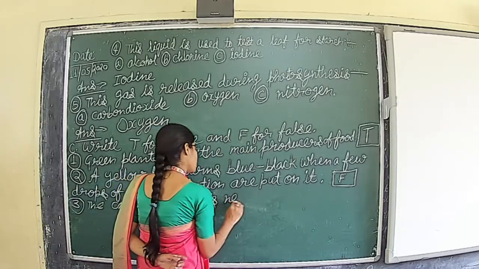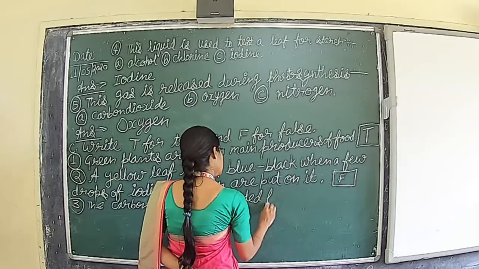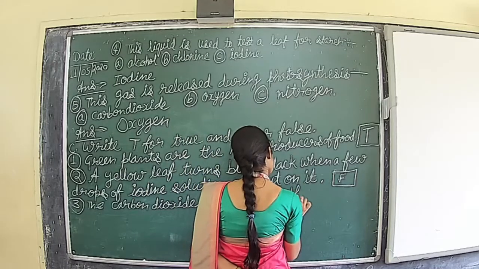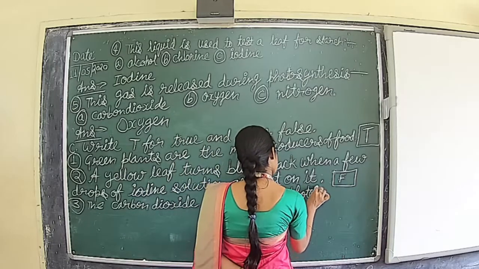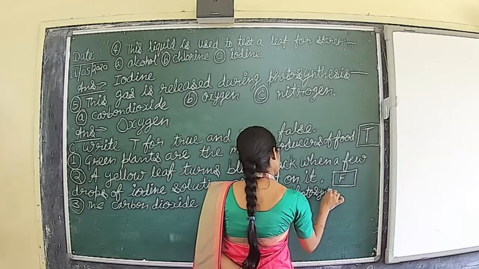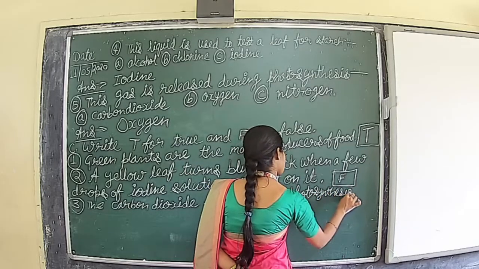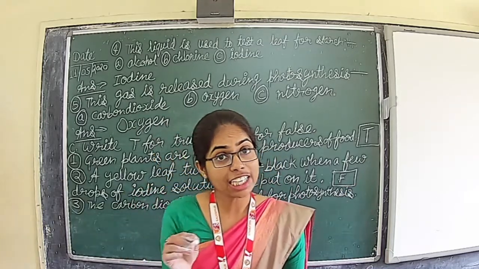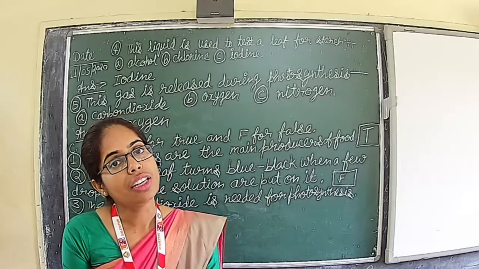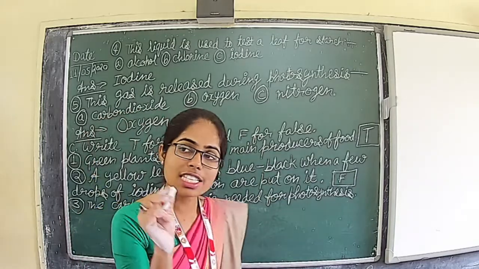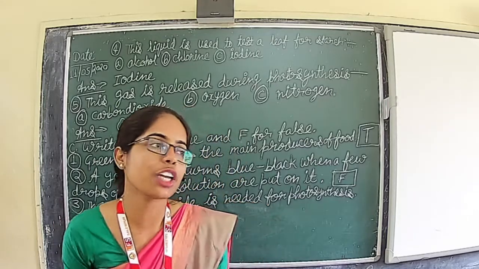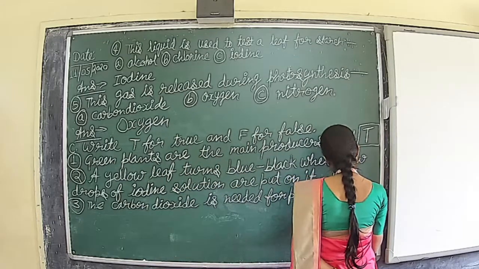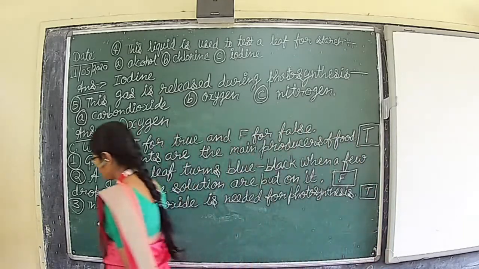The carbon dioxide is needed for photosynthesis. Is it correct? Yes, it is correct because green plants can prepare their food only when there is carbon dioxide. Without carbon dioxide, they cannot prepare. So it is also correct. So what will we write? C. Carbon dioxide is needed for photosynthesis.